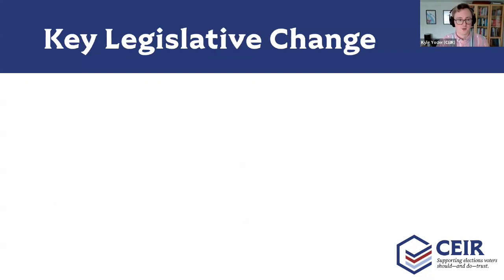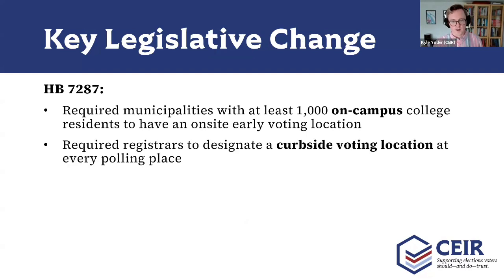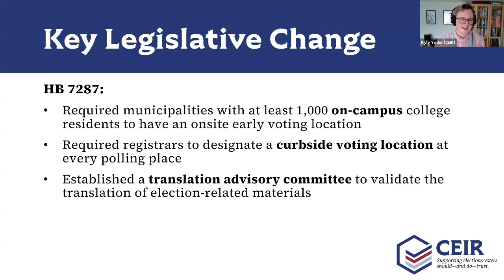A key legislative change to note here is HB 7287, which passed and is now in effect. It requires any municipality that has at least 1,000 on-campus college residents to have an on-site early voting location at that college campus. It also requires any registrars to designate a curbside voting location at every polling place. So individuals who have mobility issues or other disabilities who are not able to get out of their vehicle are able to take advantage of this curbside voting at every polling place.